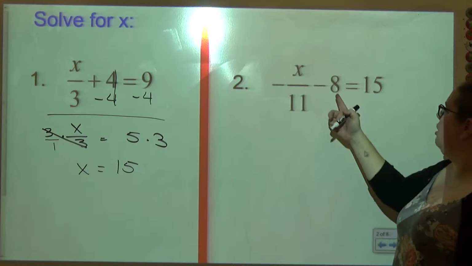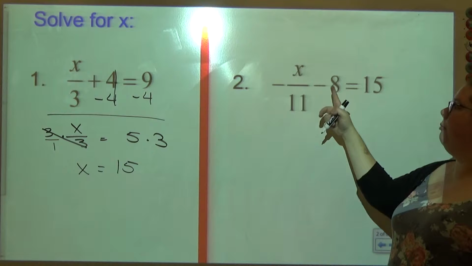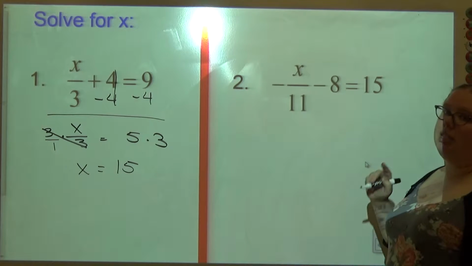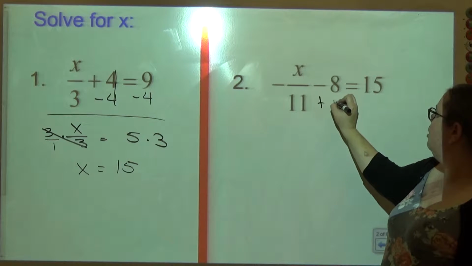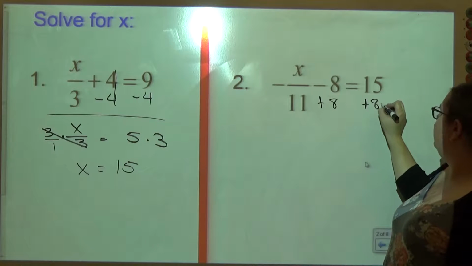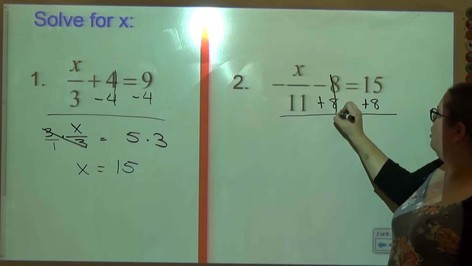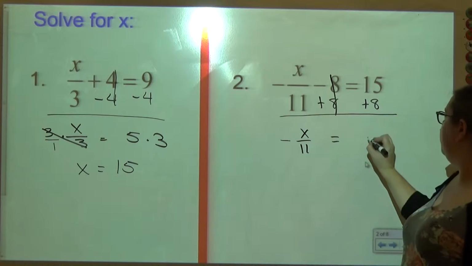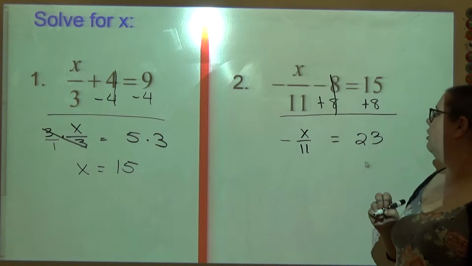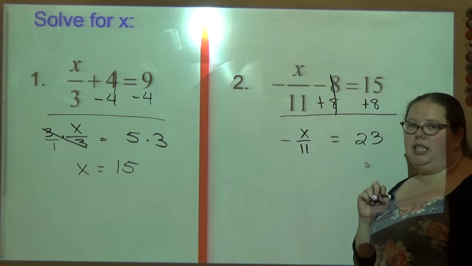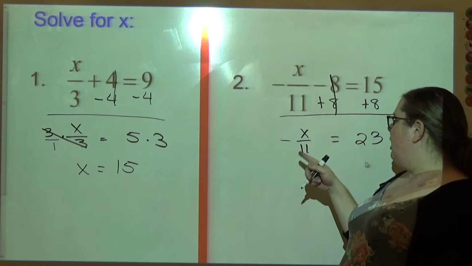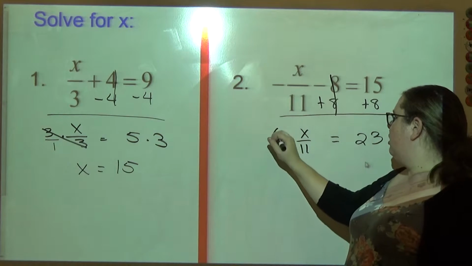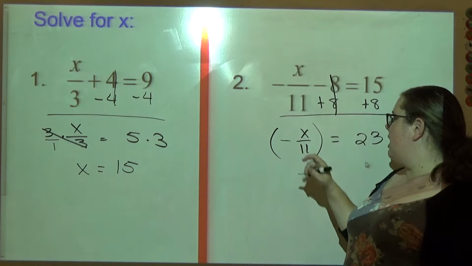Alright, so for this one, again, this is one term. You need to move that 8. It's being subtracted. Opposite is addition. I'm going to add 8 to both sides. Negative x over 11 equals 23. These are being divided. The opposite is multiplication. Now be careful. This one's a little tricky. I put it in parentheses just because of that negative.